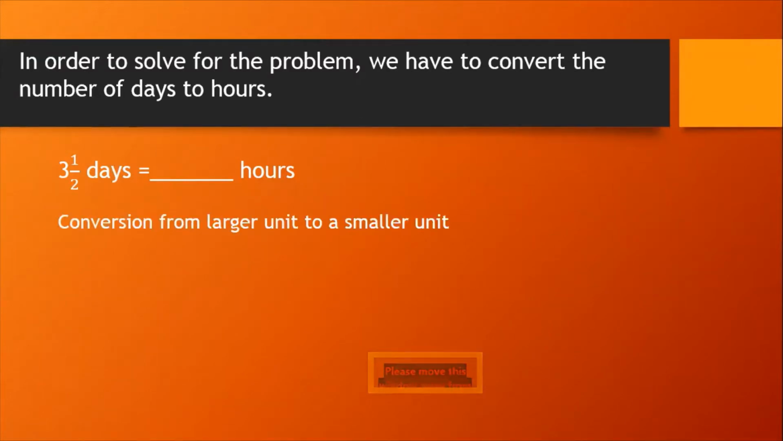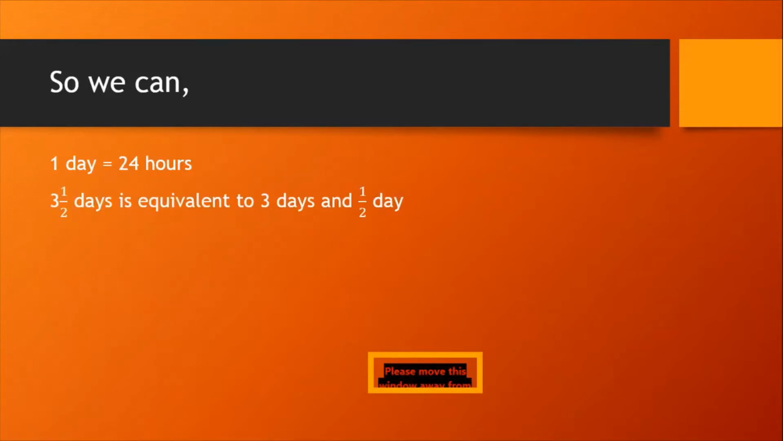This is a sample problem wherein we need to convert a larger unit to a smaller unit. Now the question is, how many hours do we have in one day? One day is equivalent to 24 hours. 3.5 days is equal to 3 days and a half day.